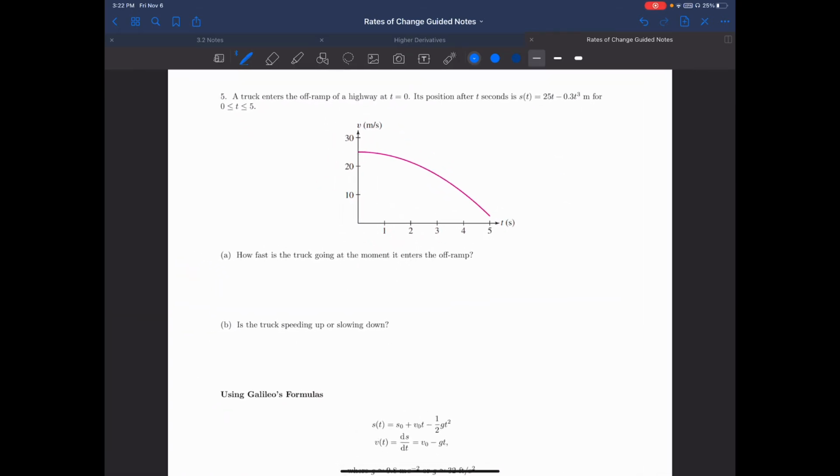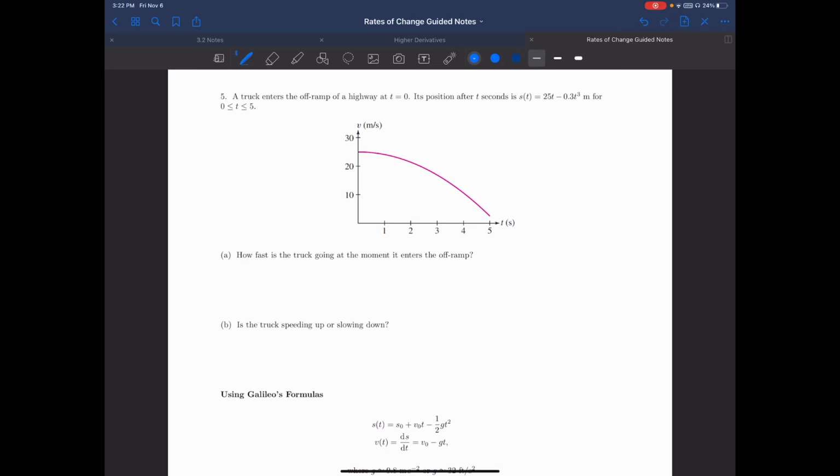Okay, so let's look at another problem. A truck enters the off-ramp of a highway at time t equals 0. Its position after t seconds is s of t equals 25t minus 0.3t cubed meters, on the interval from 0 to 5. The first question is: how fast is the truck going at the moment it enters the off-ramp?